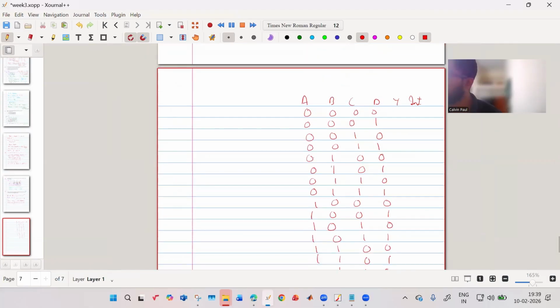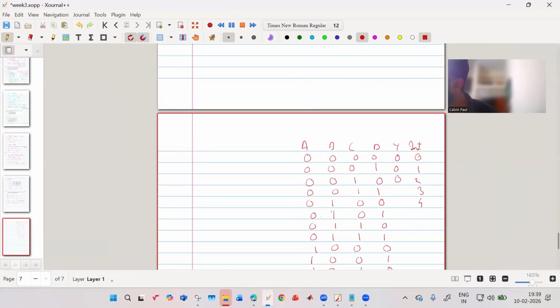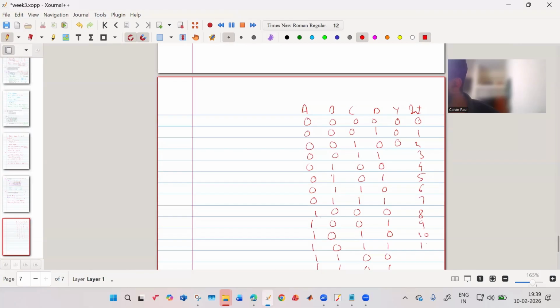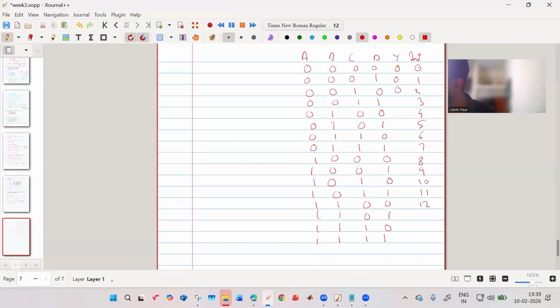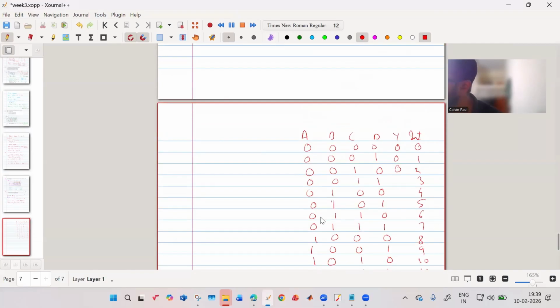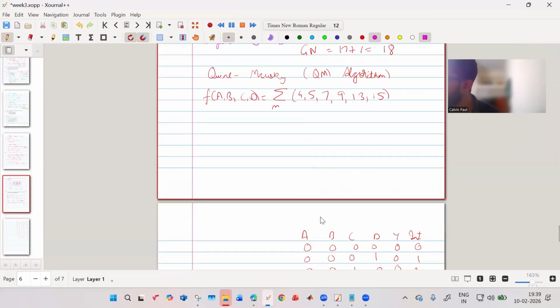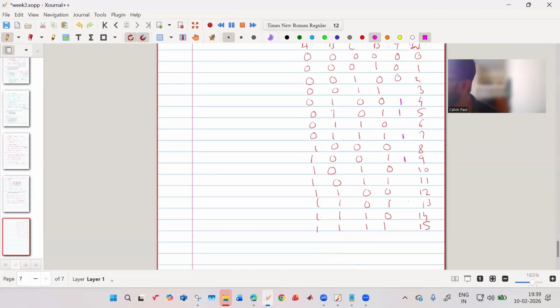Okay, so we have considered 4 and 5. Let me number them 0, 1, 2, 3, 4, 5, 6, 7, 8, 9, 10, 11, 12, 13, 14, 15. Okay, these are the numbers. So the output is 1 for 4, 5, 7, 9, 13 and 15. Rest all are 0.